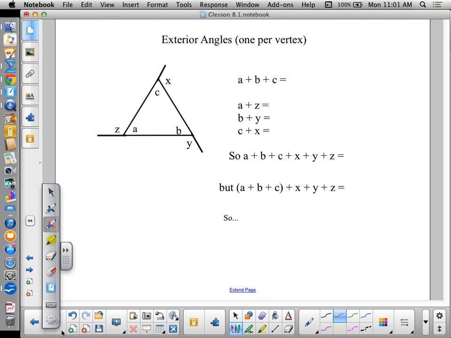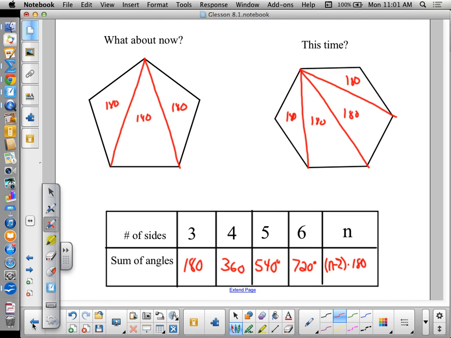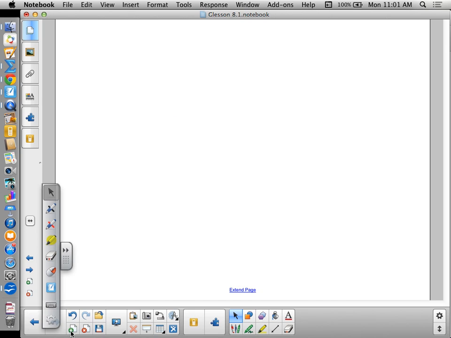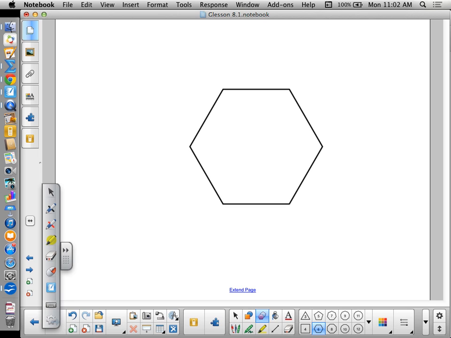Exterior angles I'm not going to worry about so much here. We can talk about it for a second. But let's say, if that's the sum of the interior angles, and let's do a hexagon here, what would the measure of each angle be if it's a regular polygon? And pretty much we're only going to be working with regular polygons, which makes life a little bit easier.